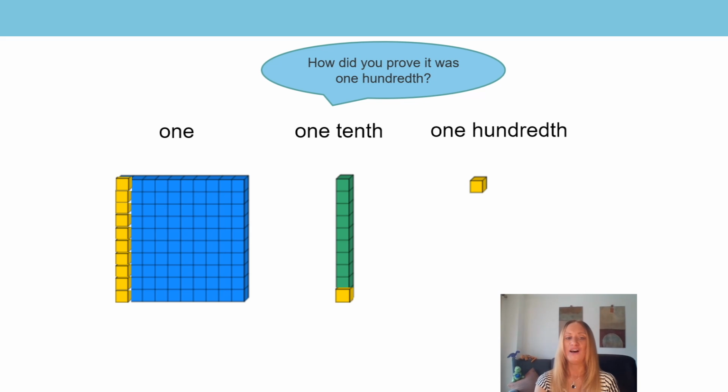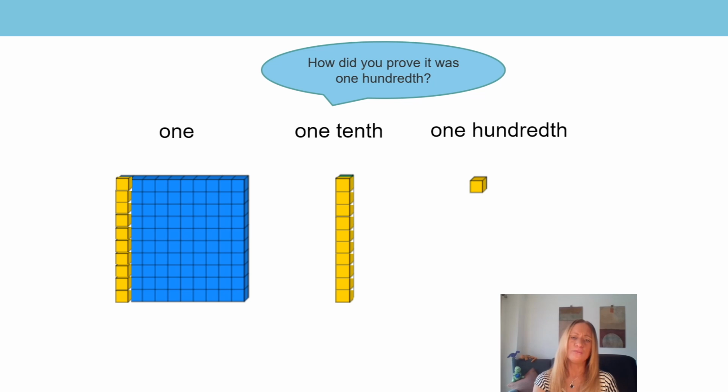Count with me. 1 100th, 2 100ths, 3 100ths, 4 100ths. How many do you think we're going to get? Put that in your head and see if you're right. 5 100ths, 6 100ths, 7 100ths, 8 100ths, 9 100ths, 10 100ths. Fantastic, so you were right, weren't you? 10 100ths is the same as 1/10.